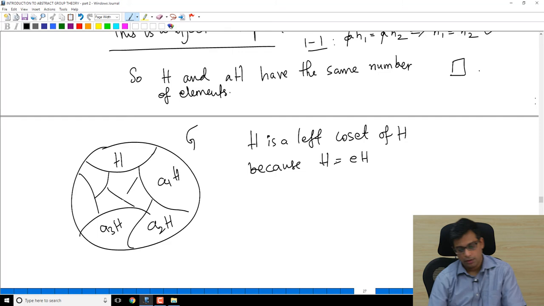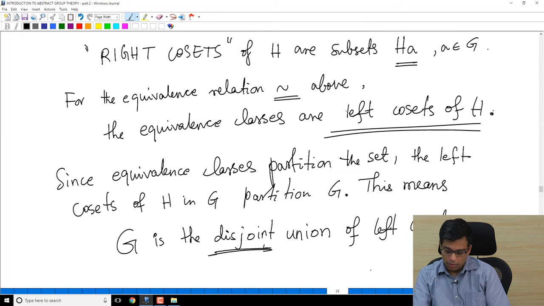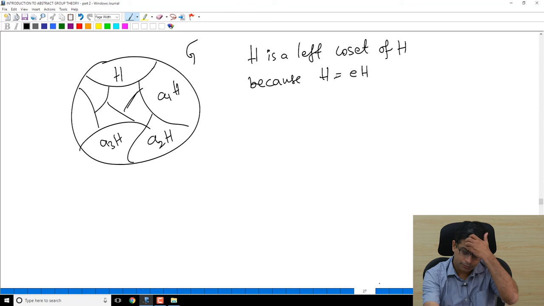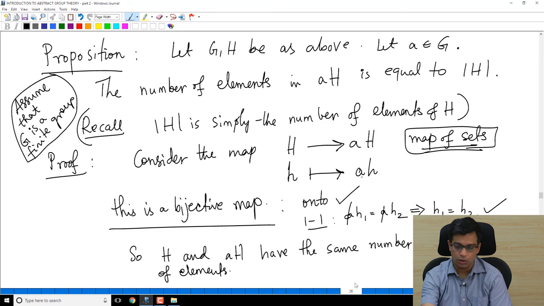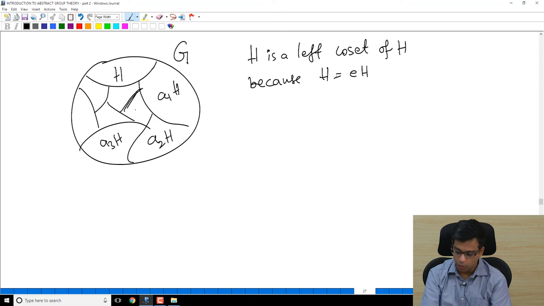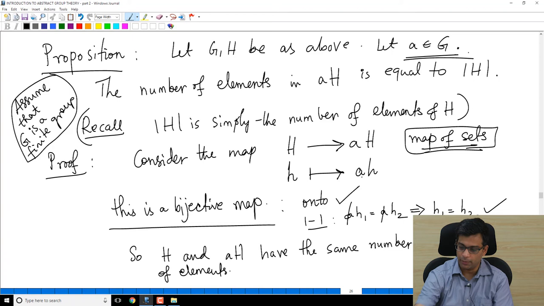And we have two facts. The first fact is that G is the disjoint union of left cosets. So these cosets cover G. So you have this coset union, this coset union, this coset union, and so on, is all of G. And the previous proposition says that any two cosets have the same number of elements, because if aH has the same number of elements as H, a1H has the same number of elements as H, but so does a2H. This proposition works with an arbitrary element a of G. So any two cosets have the same number of elements.